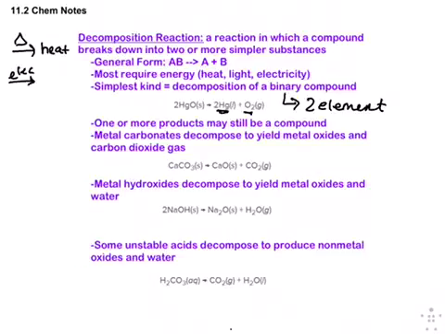Metal carbonates decompose to give us metal oxides and carbon dioxide gases. Metal hydroxides decompose to yield metal oxides and water. And some unstable acids decompose to produce non-metal oxides and water. Do you really need to know those? No, because you'll figure it out in the reaction. I'm not going to ask you if this is a metal carbonate decomposing. I really would just prefer you to understand that it's a decomposition reaction. It's not going to get into that kind of detail.